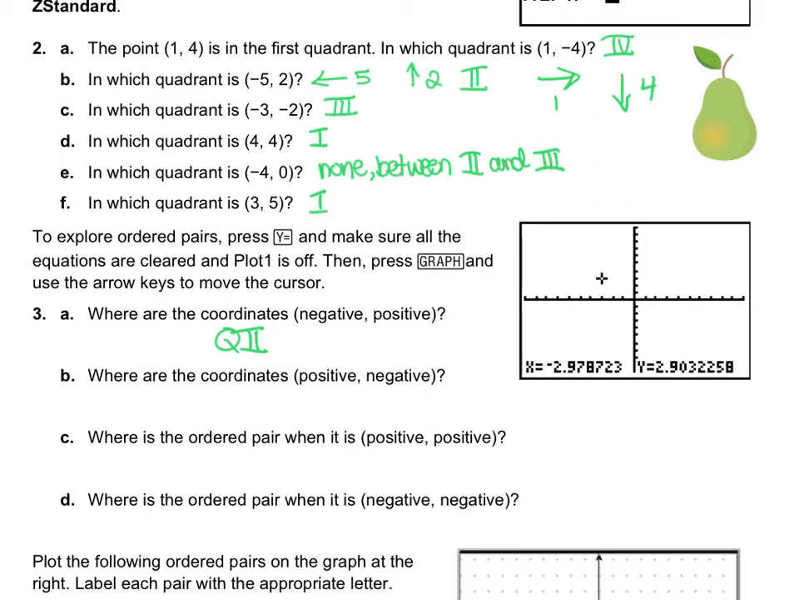Part B, where are the coordinates positive, comma, negative? So we could move our cursor to the right and go down. So that's kind of like part A and number 2. And we can see that we would be in quadrant 4 with that. So you could do C and D, pause, and come back. And here are the answers for C and D.